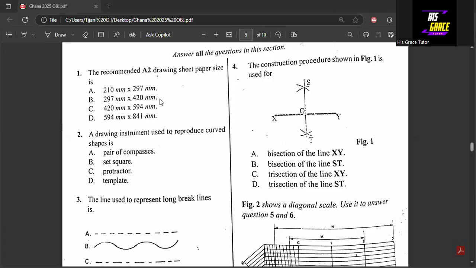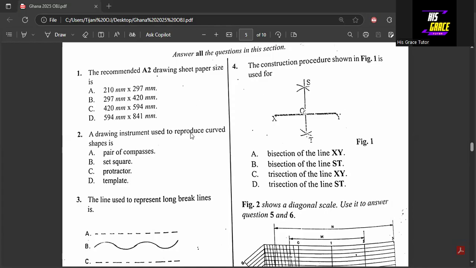So from the bottom up, that is from option D up, option D is A1, option C is A2, option B is A3, and option A is A4. So our answer here, because we are asked to look for the drawing paper sizes for A2, is option C, the answer to question 1.